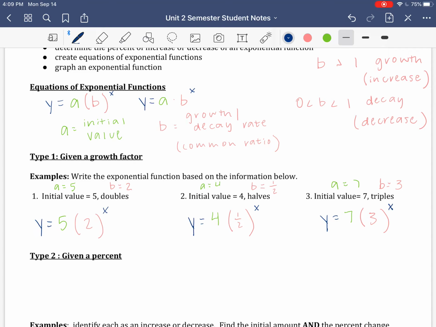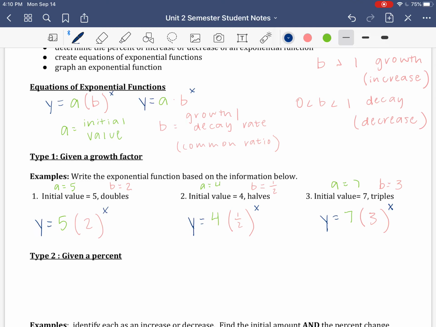So those are pretty straightforward. Not a lot of extra thinking. As long as you know your initial value and what your pattern is doing, I think those are pretty straightforward to write. Where things maybe get a little bit trickier is when you're given a percent. Still not terrible, but percents are really useful because a lot of real world exponential growth and decay happens based on percents. So we want to make sure we can work with those as well.